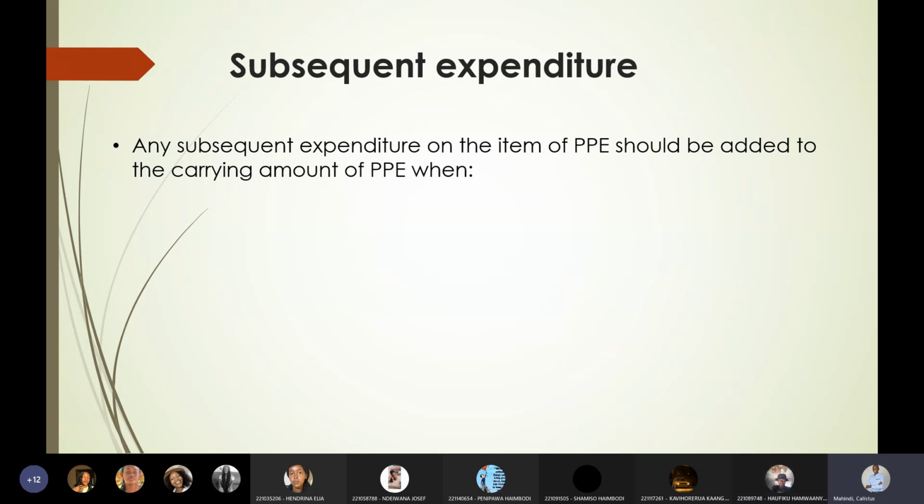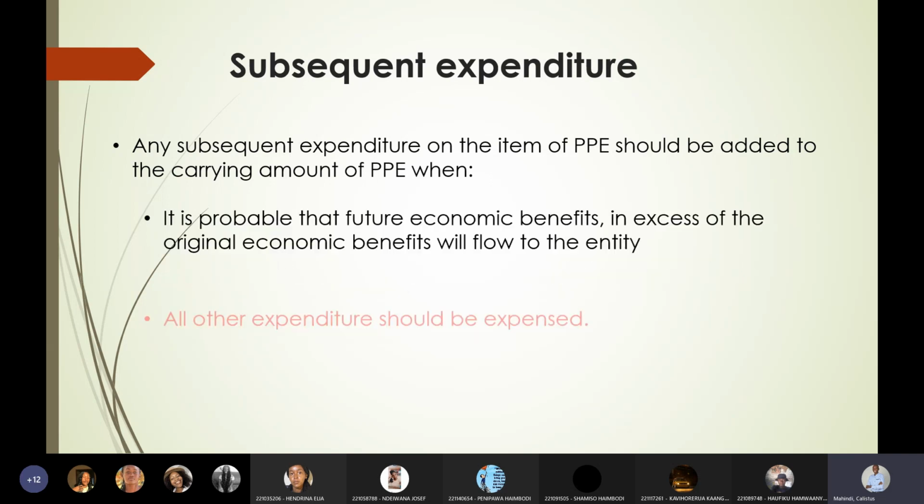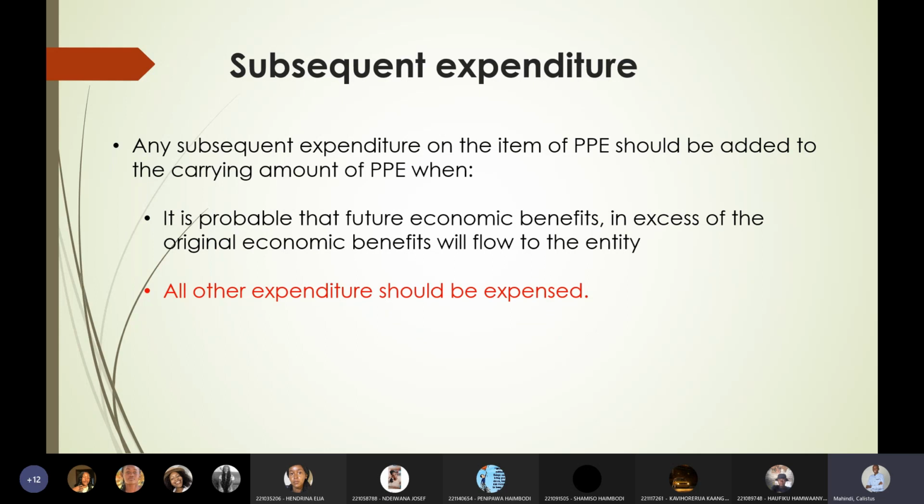So any subsequent expenditure on an item of PPE should be added to the carrying amount of PPE when it's probable that future economic benefits in excess of the original benefits will flow to the entity, and all other expenditure should be expensed. So any subsequent expenditure will have to be added to the carrying amount when it is proved that future economic benefits will flow to the entity. If future economic benefits will not flow to the entity, then it has to be expensed.